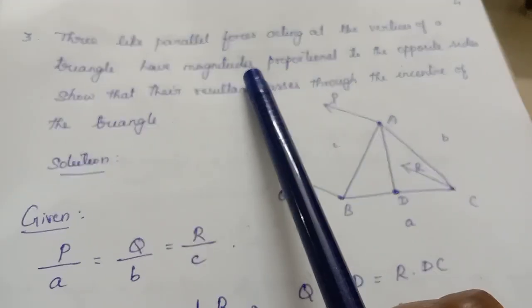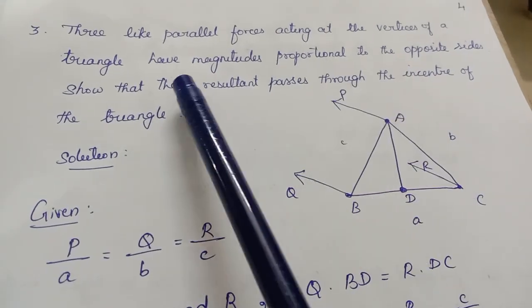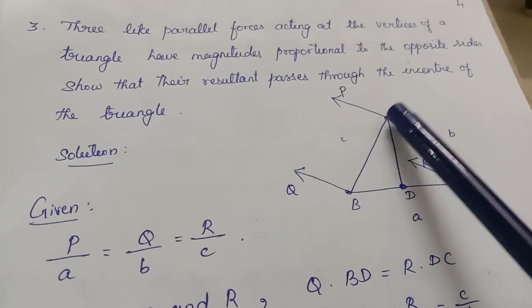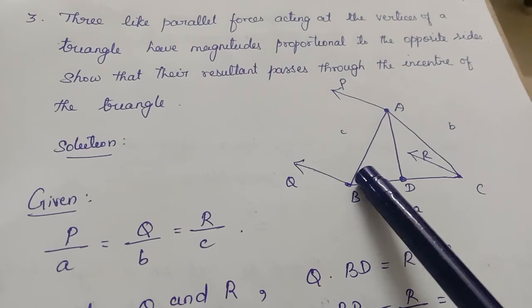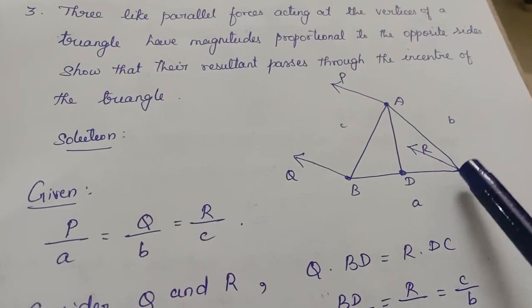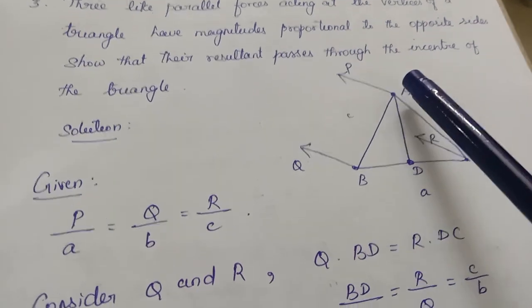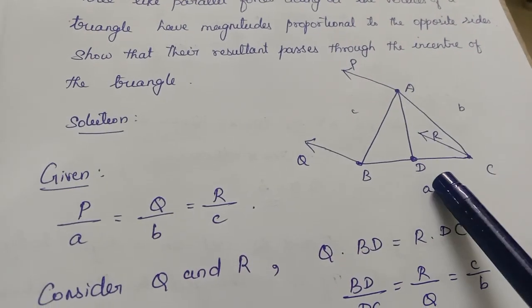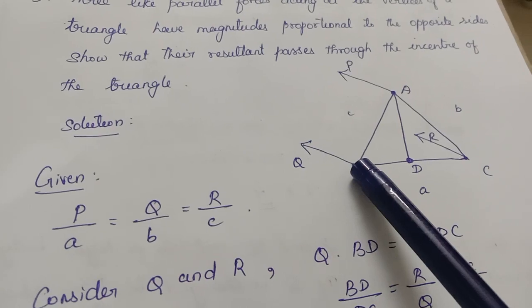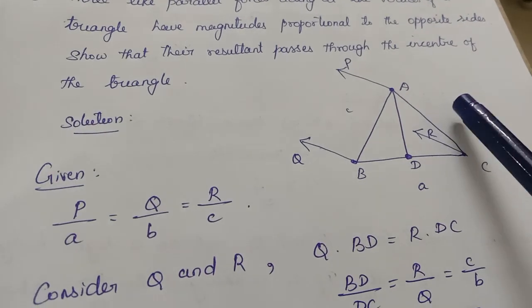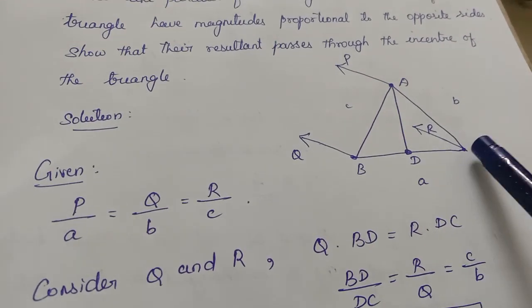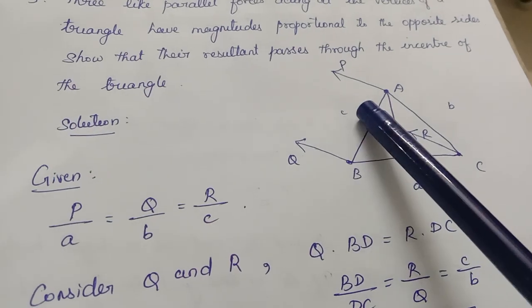What are the magnitudes of the forces? Each is proportional to the opposite sides. So here this is P, no? What is the opposite side? BC. Already I told you, okay, whenever you are taking a triangle ABC like this, if this is the vertex A, the opposite side is of length small a. This is vertex B, then opposite side's length is small b. And similarly, this is vertex C, opposite side length is small c.